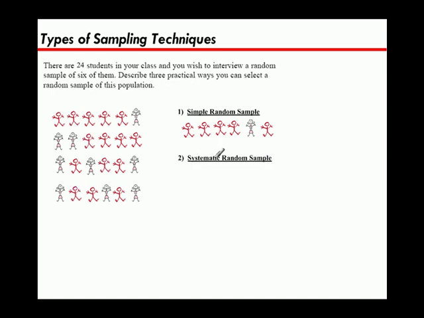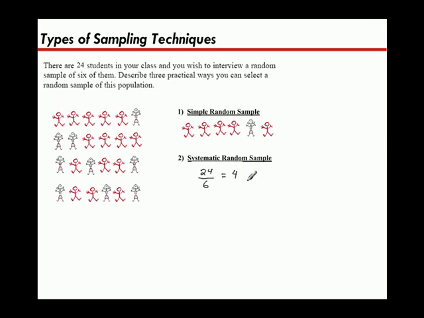This one's called the systematic random sample. And it's a little more organized because what I do is I break the class off into intervals. Now let me show you how I calculate my interval. I take the total number of people in the population, in this case the entire class, which is 24, and then I divide it by how many people I want in the sample, which is 6. So my interval is 4.